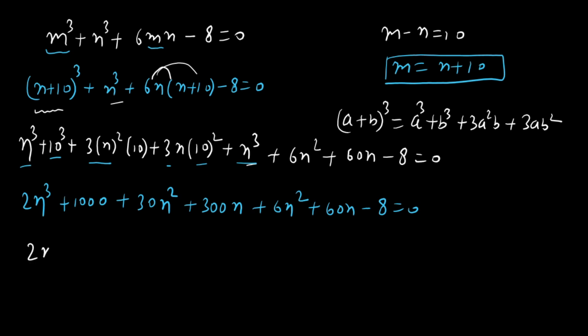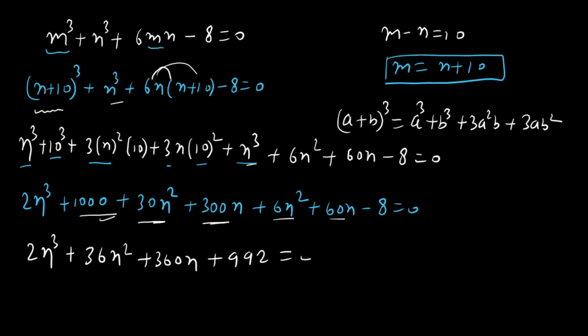Then 2n cube plus 30n square plus 6n square is 36n square. 300n plus 60n is 360n, and 1000 minus 8 is 992, and this equals 0. Look carefully, all the terms are divisible by 2.